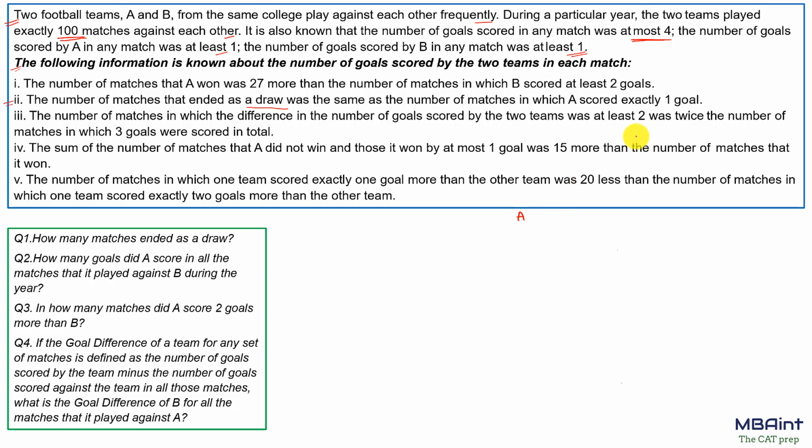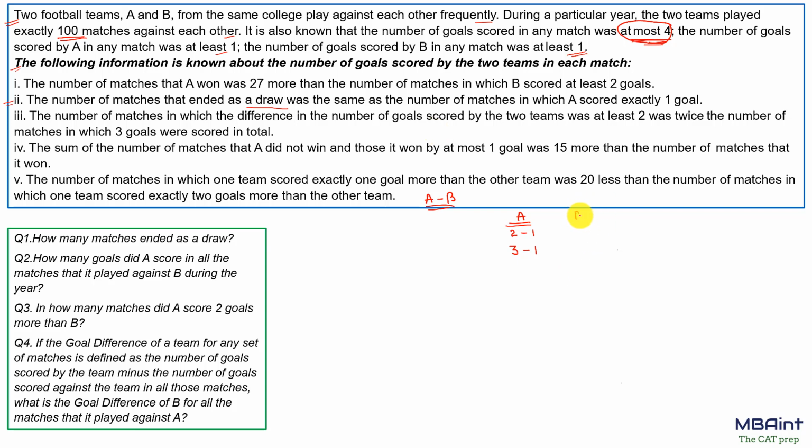So the constraint over is that at most 4 goals in any match. Okay, altogether. So what is the possibility when A wins? If we write the score as AB, A will win when A makes 2 goals and B makes 1, or A makes 3 goals and B makes 1, right? We cannot have 0 because at least 1 goal has to be made.